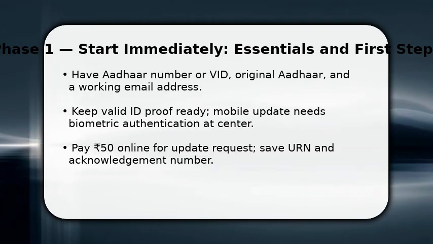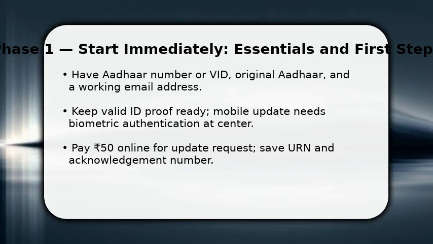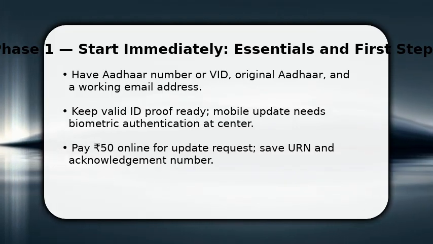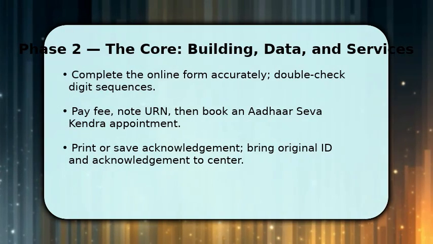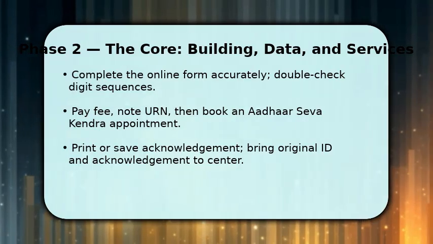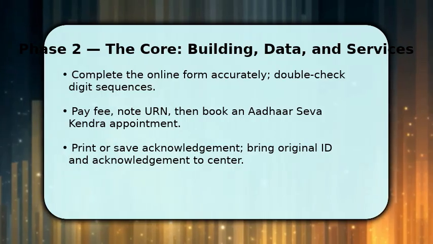Next, follow on-screen prompts to generate an update request and note the URN. You will pay the nominal fee now. This begins the official update workflow and lets you book the next step. After creating the update request and paying the fee, you must finish the form carefully. Inaccurate digits or typos will delay processing.